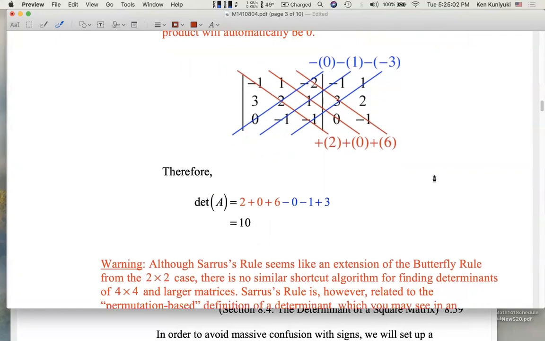And then be careful as you unravel the signs. 2 plus 0 plus 6. And then, of course, you can ignore the 0. Minus 0, which we can ignore. Minus 1, minus 3. I'm sorry, plus 3. This becomes a plus 3. That works out to 10. A number. A determinant is typically a number. If the matrix is full of numbers, then the determinant is a number. Which here would have applications for volume, as we'll discuss later.